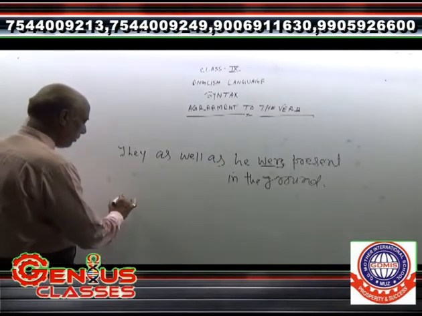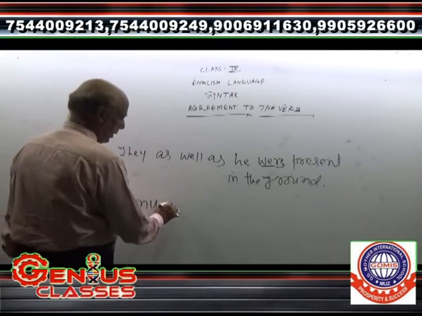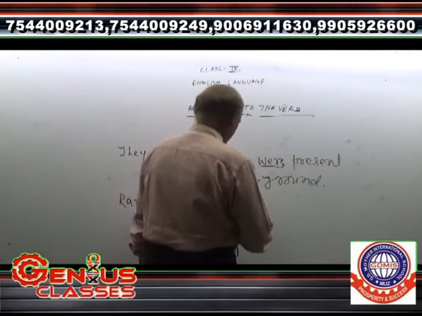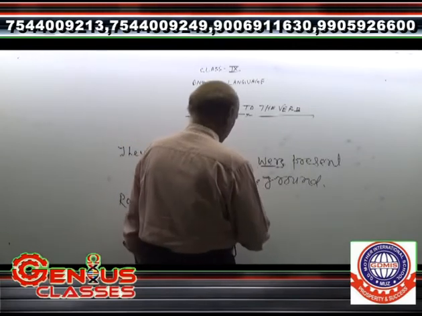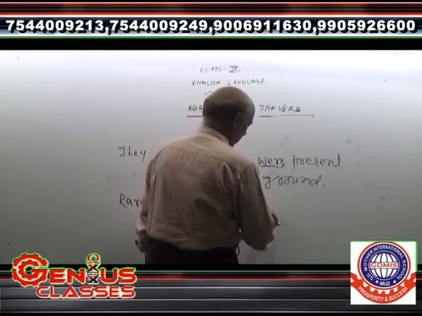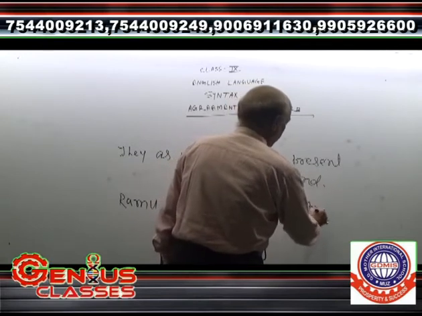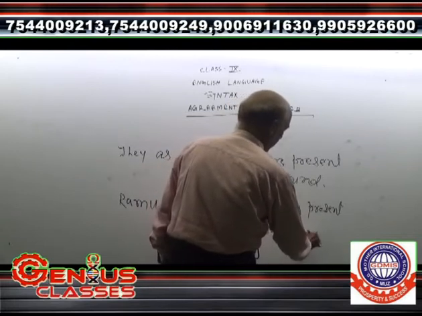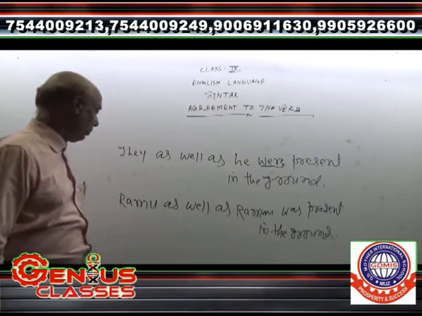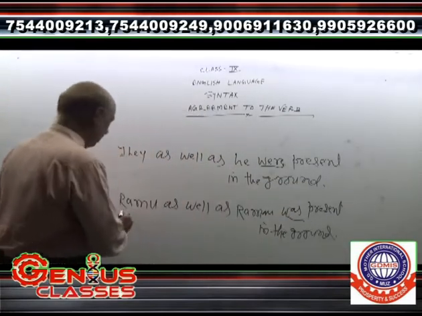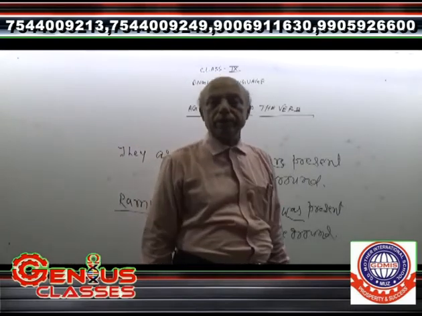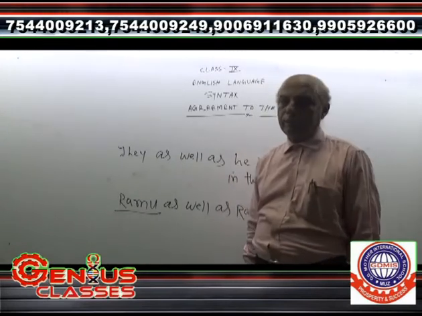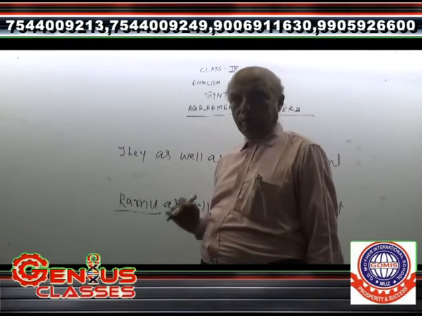Suppose, "Ramu as well as Rama was present in the ground." Here it is to be understood that "was" has been used according to Ramu. The thing that I want to tell you, especially in this context, is that I am dealing with the rules one by one that have to be taught for your standard.